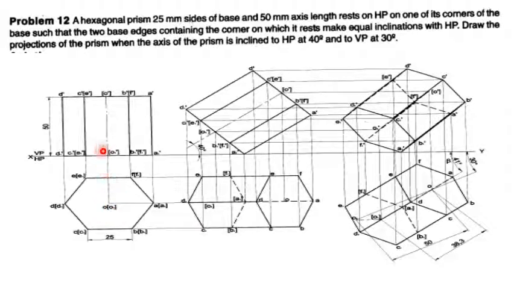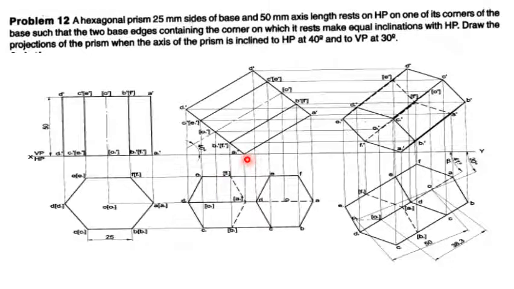Draw vertical projectors, then mark the 50 mm axis length from all the corners A, B, C, D. Draw the vertical projectors and complete the front view, which is 50 mm. Then next, it is resting on one of its corners of the base. So A1 we have considered as the resting corner.